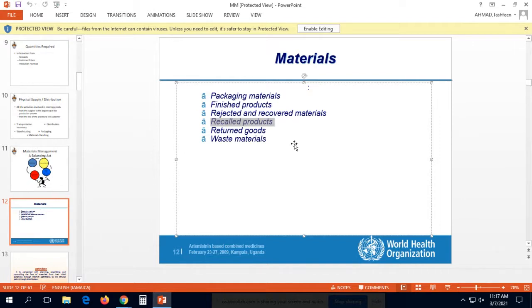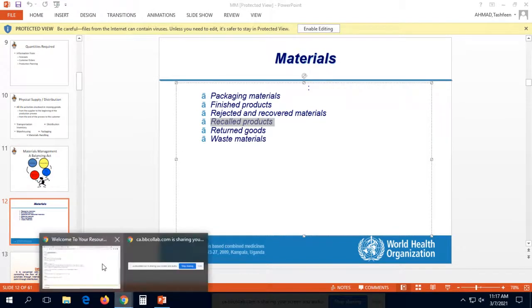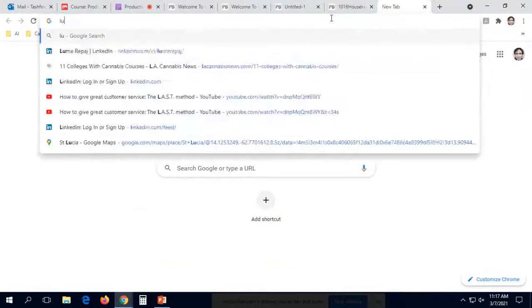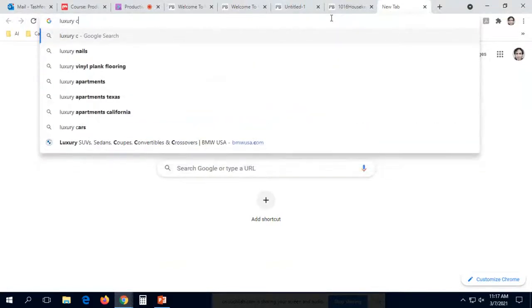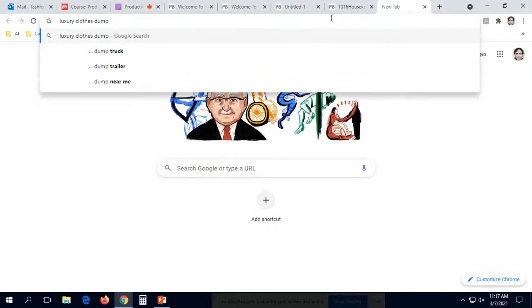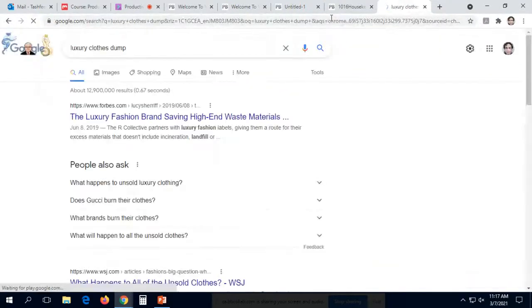Some companies cannot do that, because I am thinking of some examples. Very interesting. Luxury fashion brand saving high-end waste material. So it is waste materials. Forbes News.